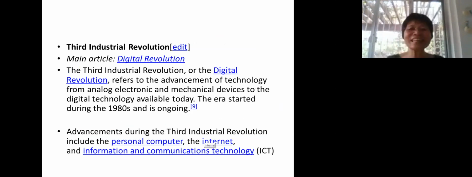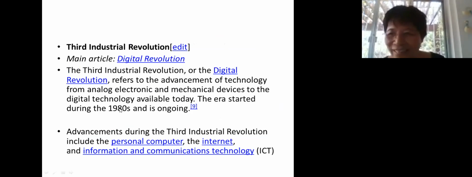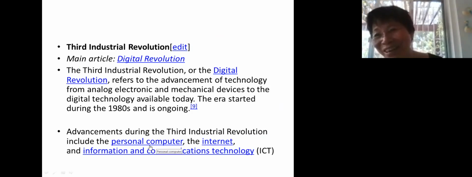The third industrial revolution is called the digital revolution. The digital revolution is the advancement from analog, electronic, and mechanical devices to digital, and it's available today. When did it start? 1980, and it's still ongoing now. These advancements during the third industrial revolution include what? The personal computer, the one we are using now. This is the digital revolution.